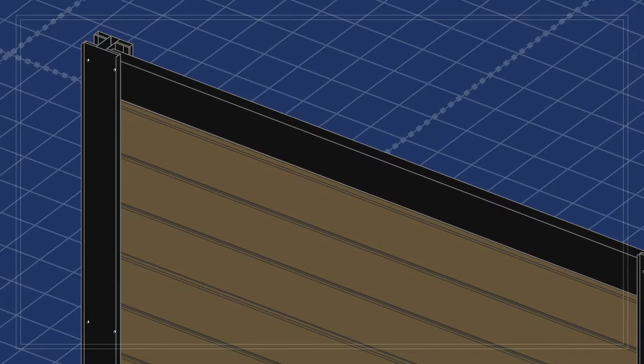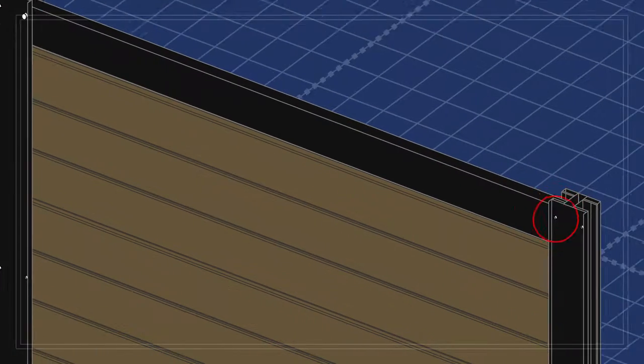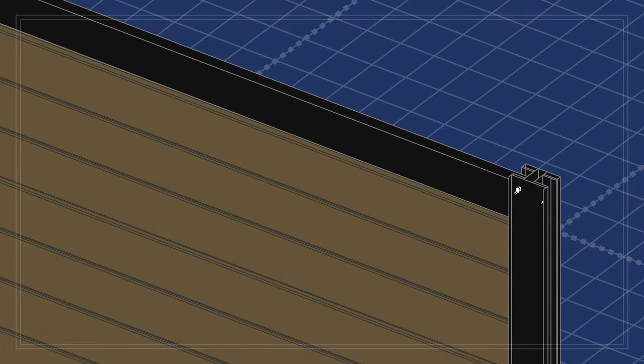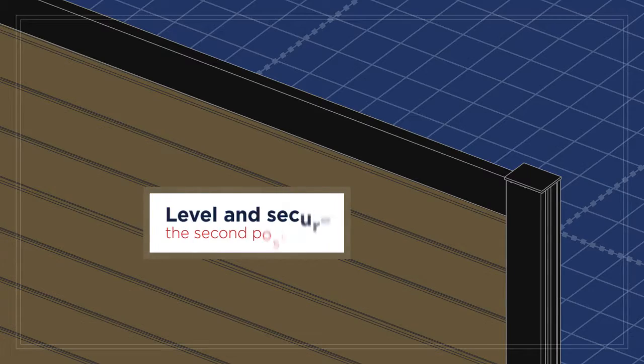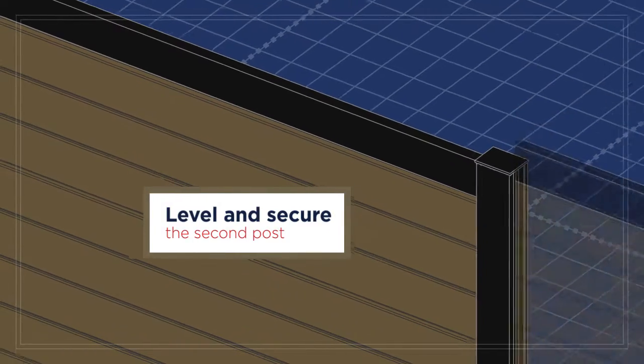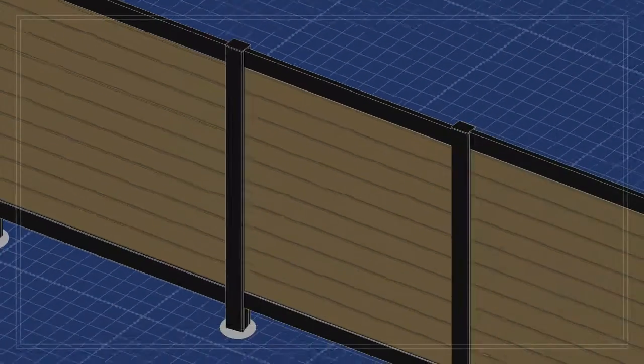Place top rail back onto panel, lining up holes in the rail and post. Make sure open pocket and rail is facing down and insert pin. Repeat for opposite side. Install post covers and caps according to included instructions. Level and secure second post and you're well on your way to enjoying the freedom of your outdoor living.